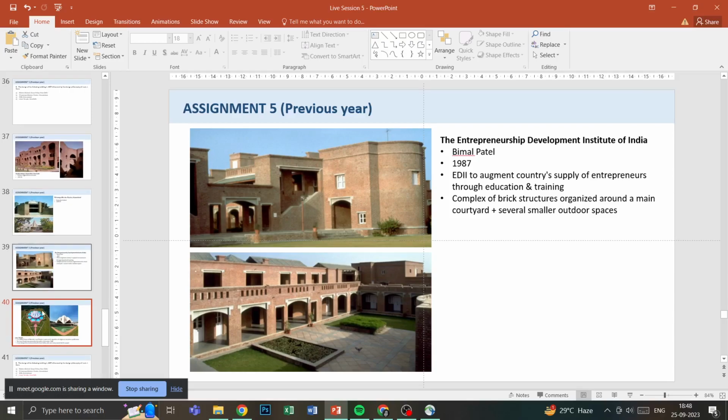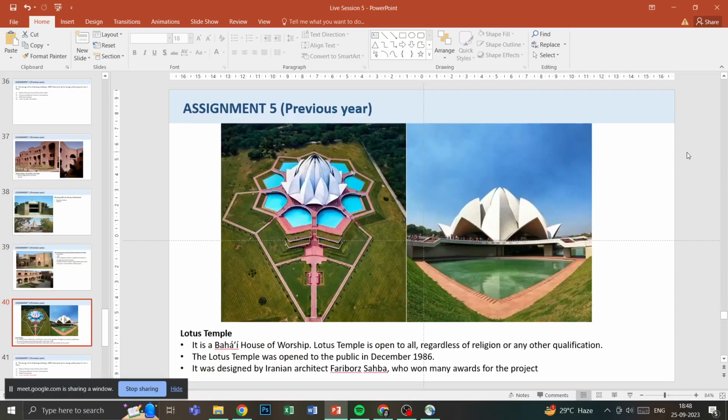Next is Lotus Temple. So Lotus Temple is a Baha'i house of worship. It is open to all, regardless of religion or any other qualification. Lotus Temple was opened to the public in December 1986. It was designed by an Iranian architect, Fariborz Sabba, and he won many awards for the project.